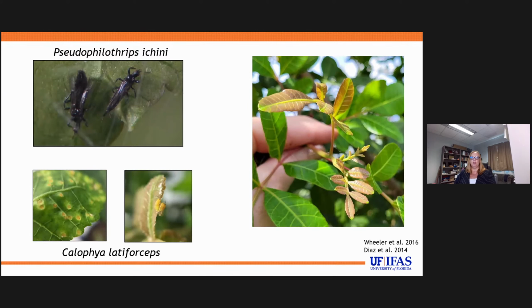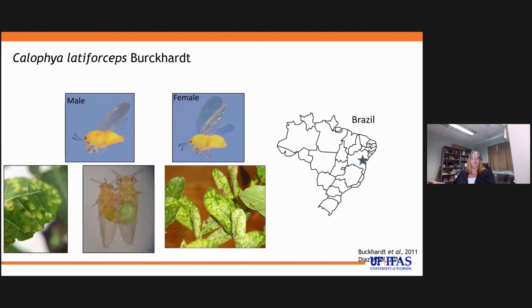But the good news is that we have two biological control agents that are currently approved to control this plant in Florida. The first is Pseudophilothrips ichini, or the Brazilian peppertree thrips. So that's the one in your upper left-hand corner, and Calophya latiforceps, or the yellow Brazilian peppertree leaf galler, and that's in the bottom left-hand corner. Both of these insects feed on the growing tips of the Brazilian peppertree plant. So those young, tender leaves are usually red or orange, sometimes a purplish color, and you see that on the picture on your right. So first we'll talk about Calophya, or the leaf galler.